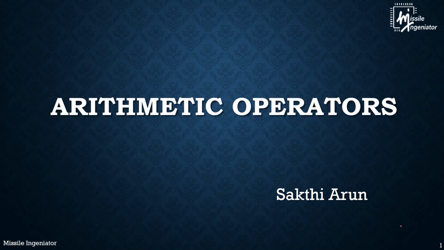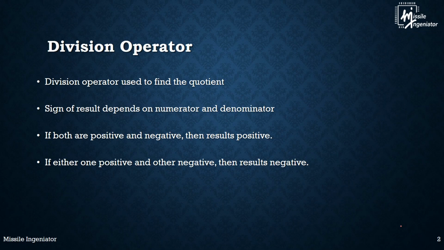division and modulus operators. The division operator is used to find the quotient. Let me give an example here. Suppose I divide 4 by 3. We get the value 1.33. But we take the quotient only, so the quotient will be 1. And the remainder is found with the modulus operator.